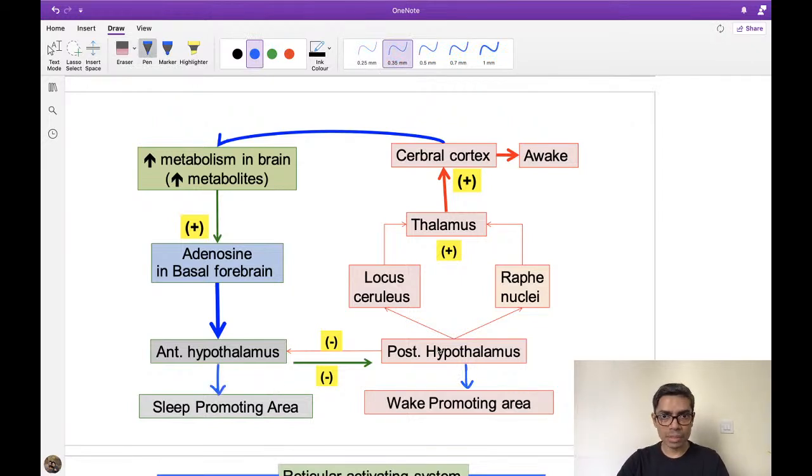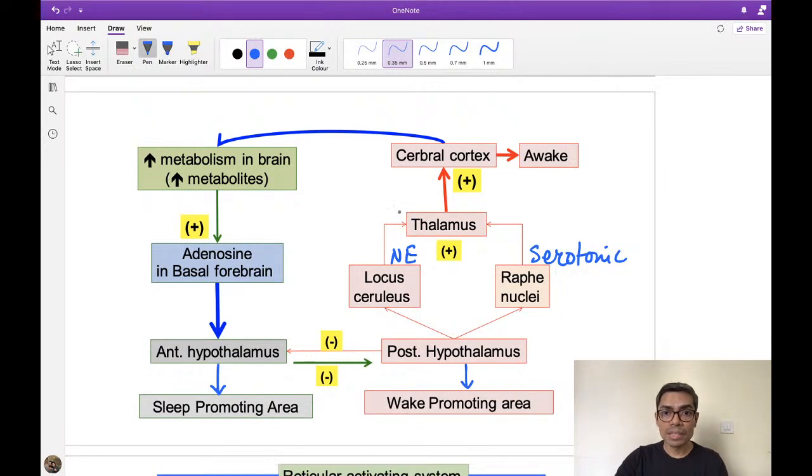Now, how does the posterior hypothalamus maintain the wakefulness of the person? It is connected with two areas, locus coeruleus and raphe nucleus. Just now today we have discussed that the raphe nucleus is going to produce your serotonin, and the locus coeruleus is going to produce your norepinephrine, right? So these two neurotransmitters are not responsible for sleep induction. They are responsible for stimulating the thalamus.